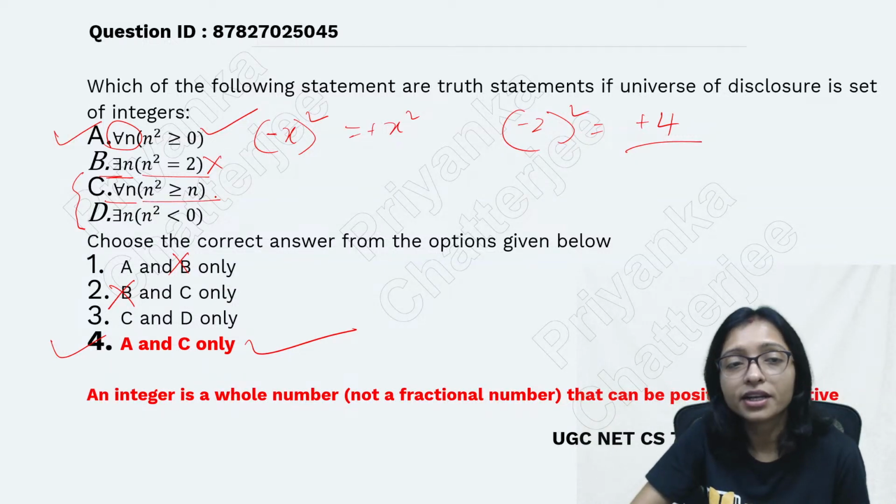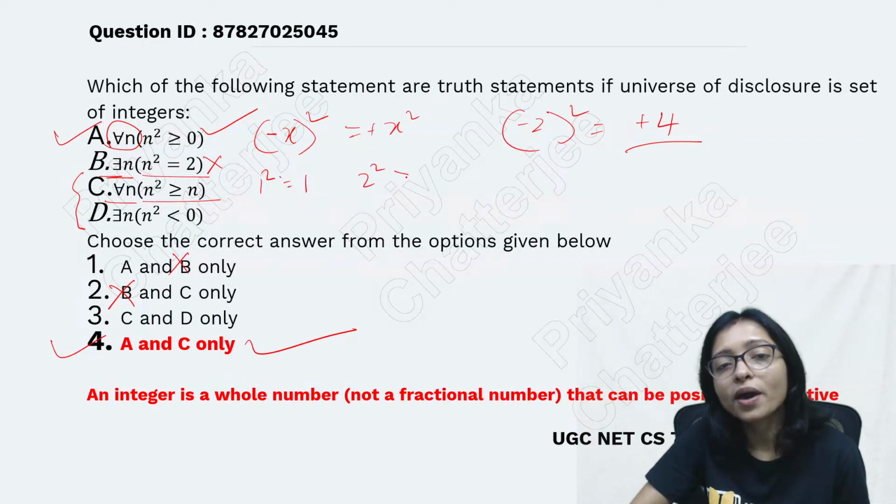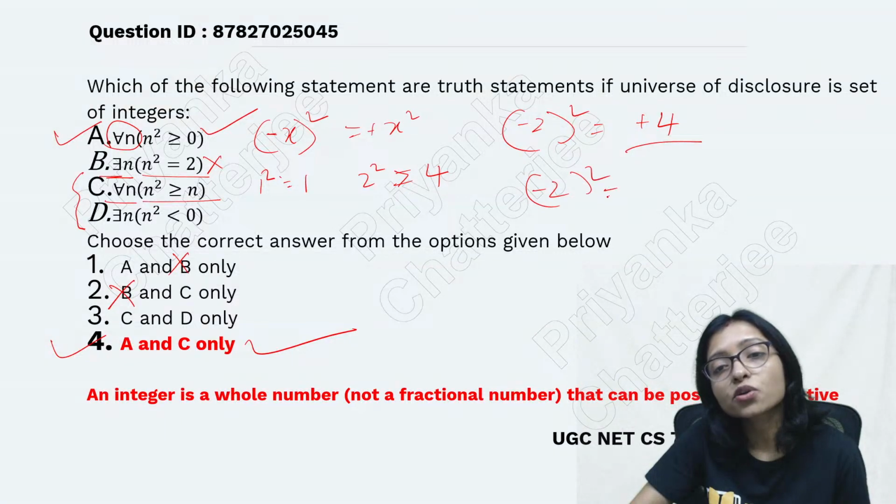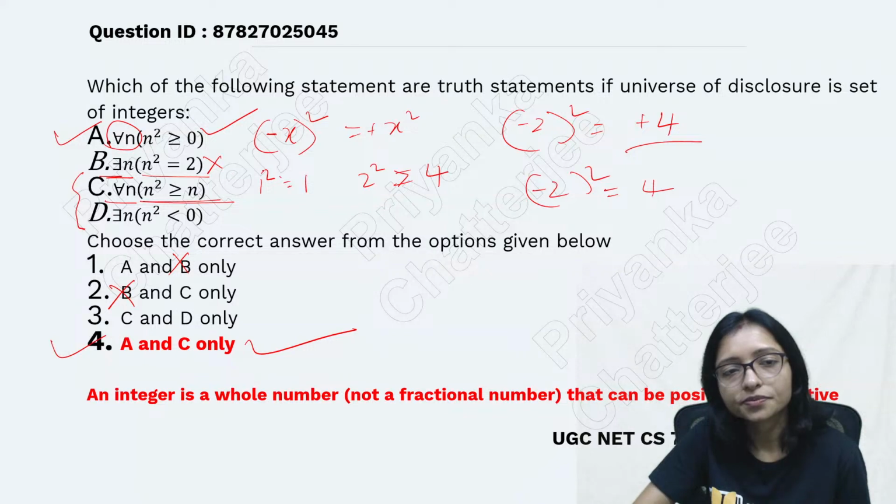for all n, n square is greater than or equal to 1. 1 square equals 1. 2 square is equal to 4. Minus 2 square is also equal to 4. So obviously n square is greater than or equal to 1.